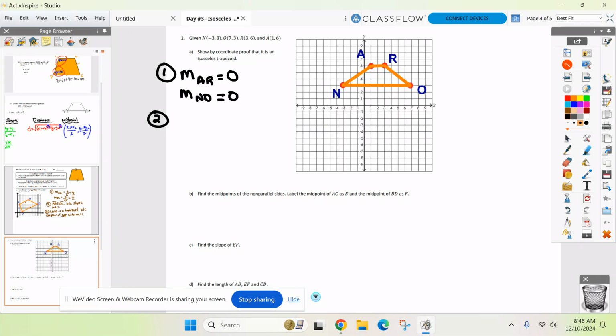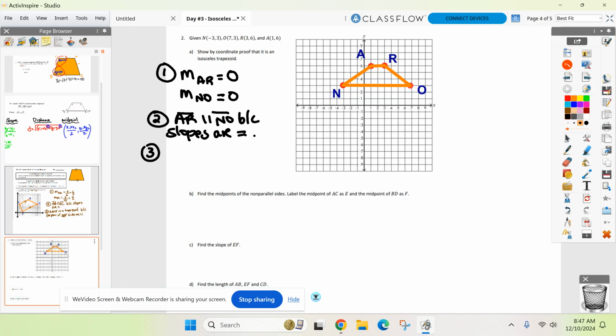Jonathan, what did we just learn there? They're parallel. AR parallel to NO. And how'd you know that, Jonathan? Because I got to put a because here. Because slopes are equal. Perfect. Good so far. All right, let's go to 3 now.